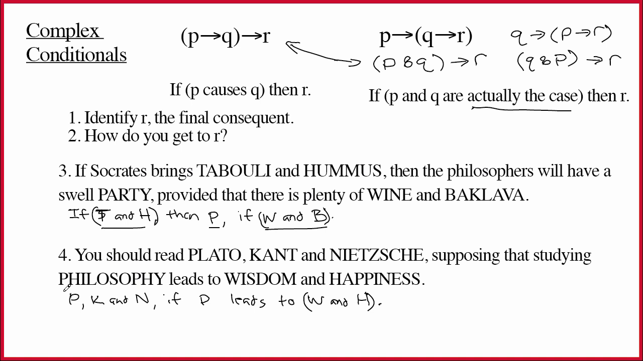But then notice P, K, and N is also just a string of formulas connected by ampersands, P and K and N. Once we do this, you'll see that we have two synonyms for if and leads to, and we have three chunks, 1, 2, 3. So once again, we're making this distinction. Now we have to ask ourselves, which is the final consequent?